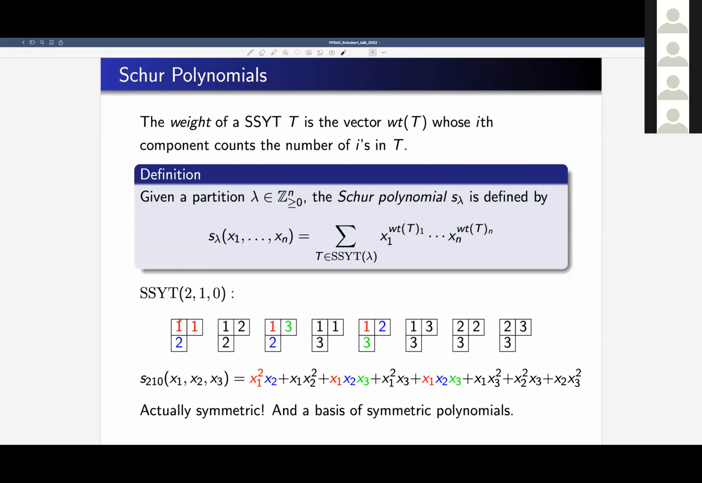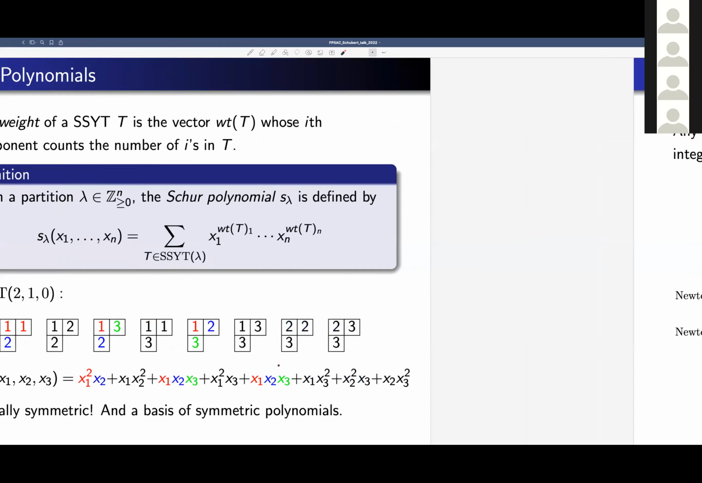So if we have two 1s in a tableau and 1, 2, that will yield x1 squared x2, etc. So we sum up all these things. You might notice that this is actually the polynomial I was considering on the very first page. So these guys are symmetric and they are very important. They are a basis of the ring of symmetric polynomials.